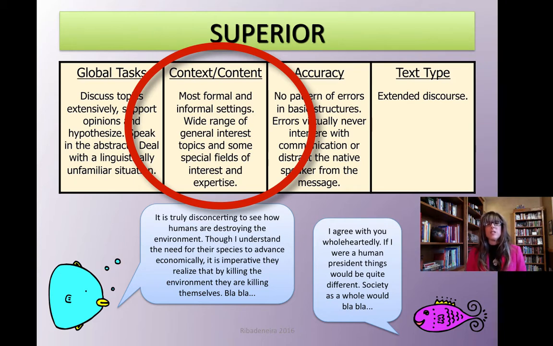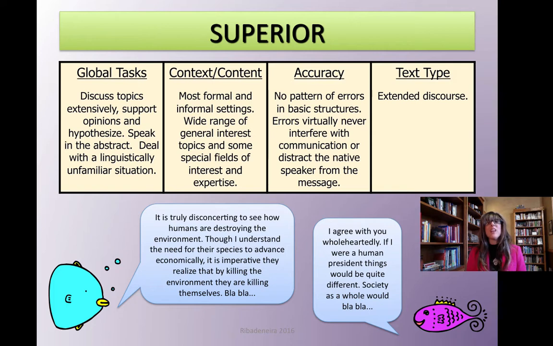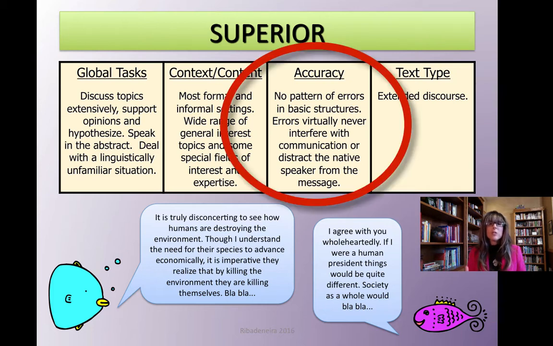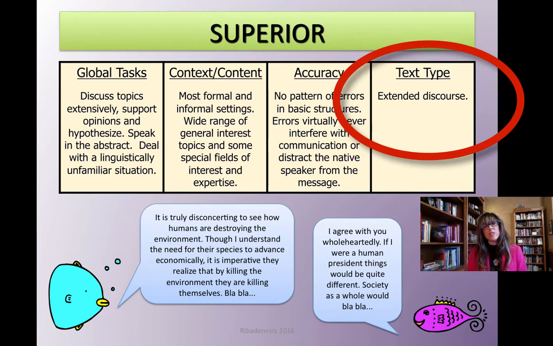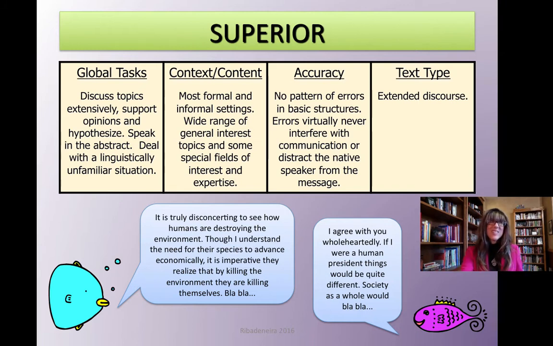Content and context: most formal and informal settings, a wide range of general interest topics and some special fields of interest and expertise. So here is where we can see that content really needs to continue to grow in order for you to grow in your language proficiency. For accuracy, we're looking at no patterns of errors, and for text type, extended discourse. Of course, you can do this with any type of content, especially if it's content that is interesting for the students.